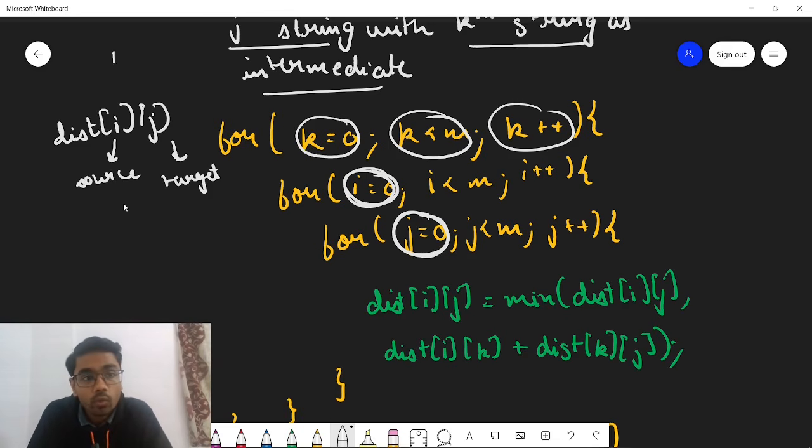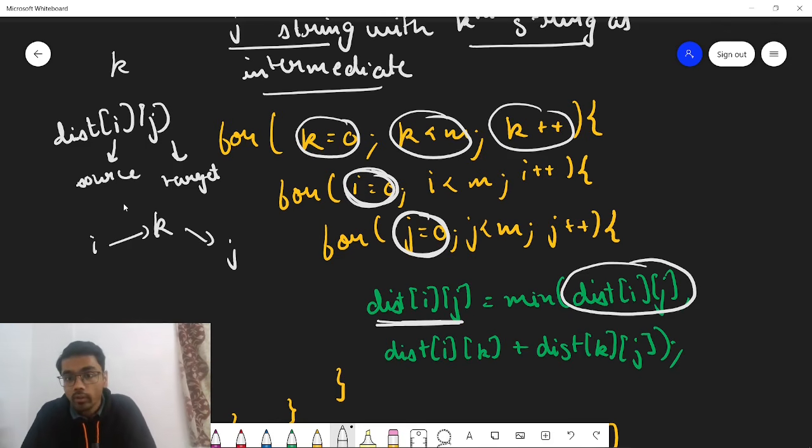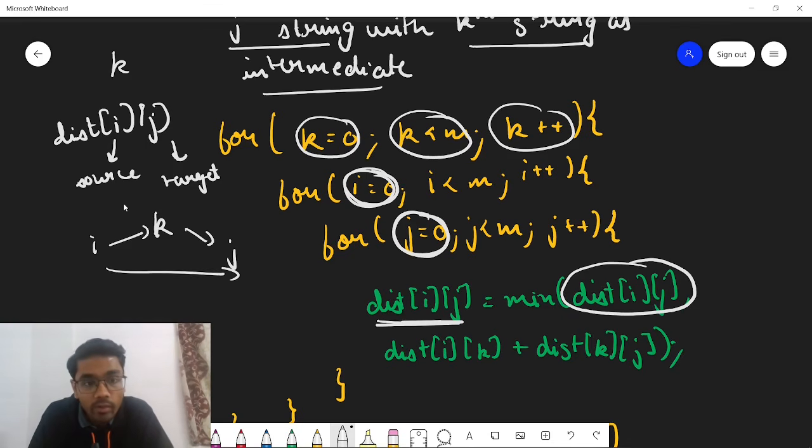Now we need to choose the intermediate k such that the intermediate distances from i to k and k to j are also minimum. So what we need to do? How will we get the distance of i comma j? If we have a previously stored distance of i comma j, either that will be the minimum, or the new distance that we are finding will be the minimum. So what will be the new distance? The distance from i to j, how can we get it? With the help of the kth string in between.